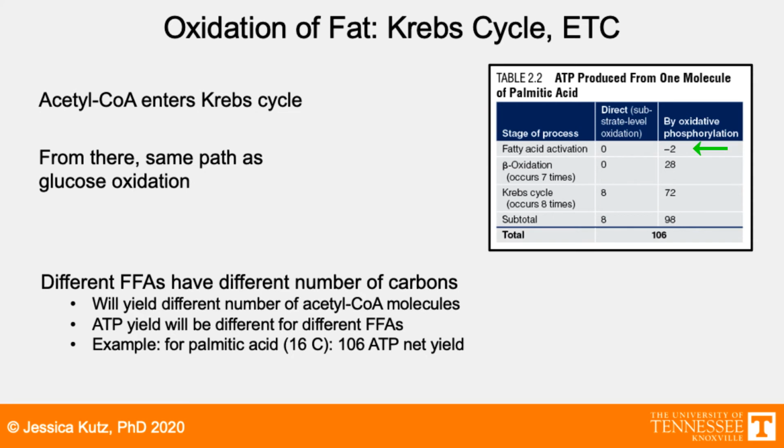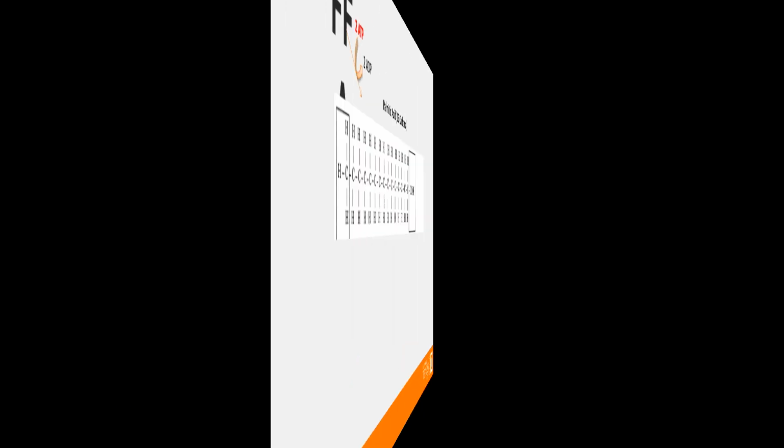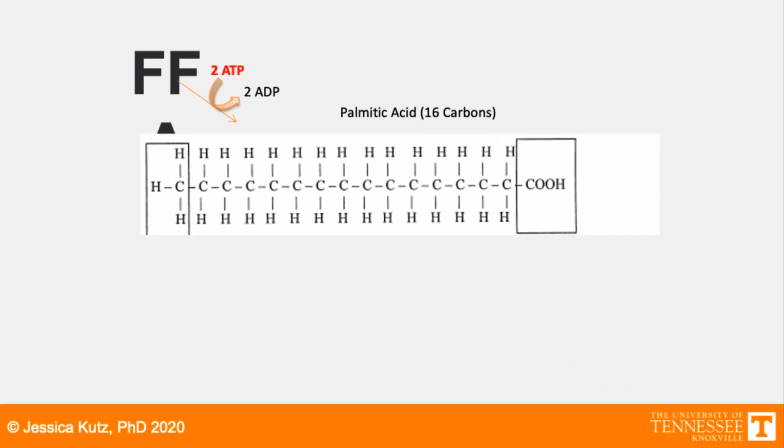So as you can see in this example, we had to put 2 ATP in. We generated 28 ATP during beta oxidation, and then we generated, in this case, an additional 72 ATP plus the 8 direct ATP to give us a total of 106 ATP. So if you could follow my math with that previous example and what was going on, fantastic.